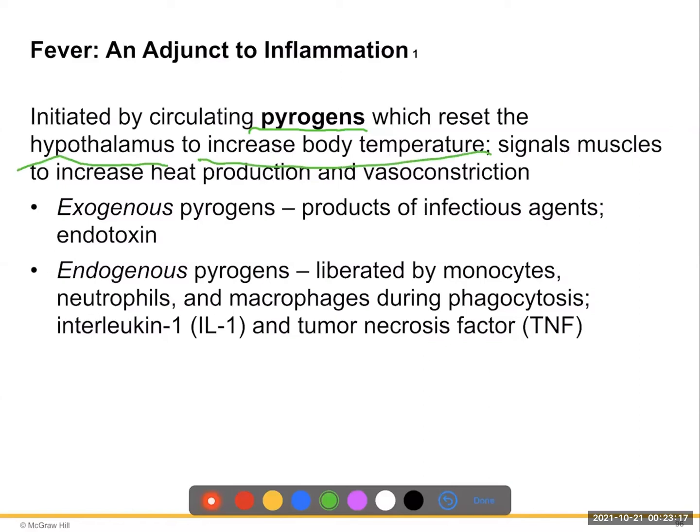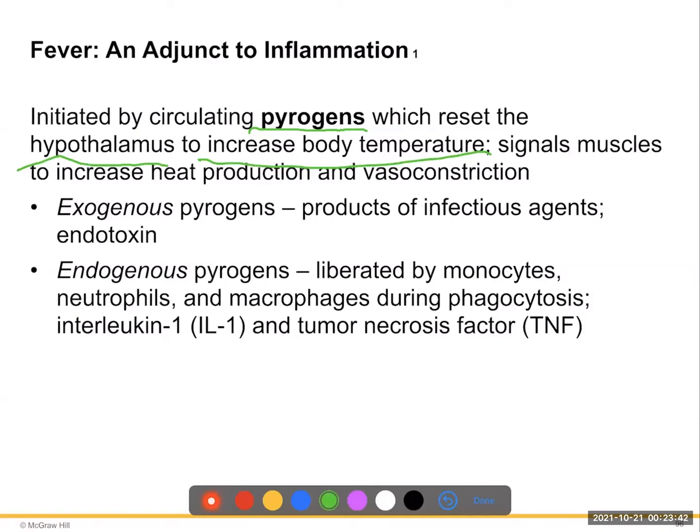This signals muscles to increase heat production, and it causes vasoconstriction, because now you've got a lot of heat, you're going to constrict the body. This is going to keep the infection confined. It's also going to increase the heat, which kills a lot of bacteria. So it's going to do a couple of things when you increase your thermostat, your hypothalamus, to increase your body temperature.